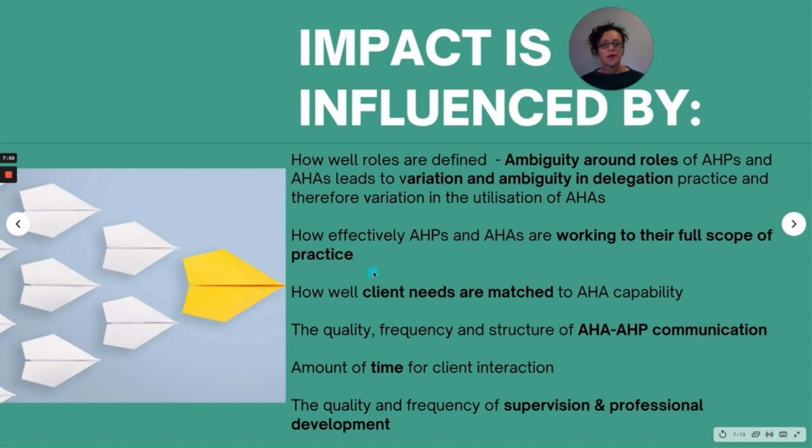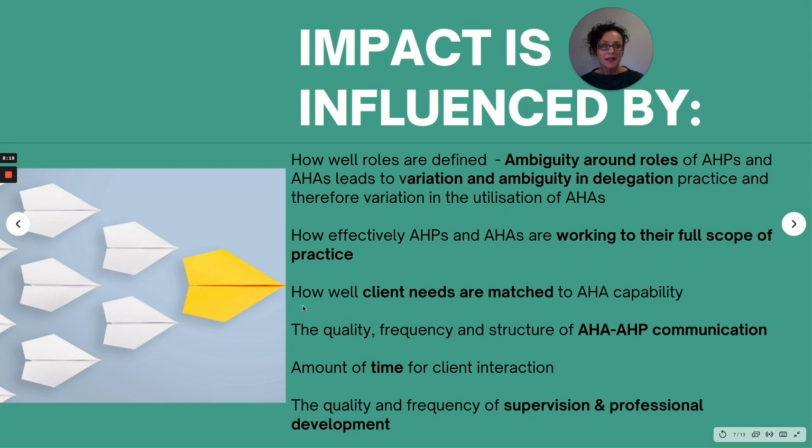We also know that how effective an allied health assistant is to do with whether or not they're working to their full scope of practice. That is the same for allied health professionals. The more they can work to a full scope of practice, the more consistently they can delegate roles to allied health assistants. The more allied health assistants are working to their full scope of practice, the higher their level of satisfaction is with their role and less intention to leave.